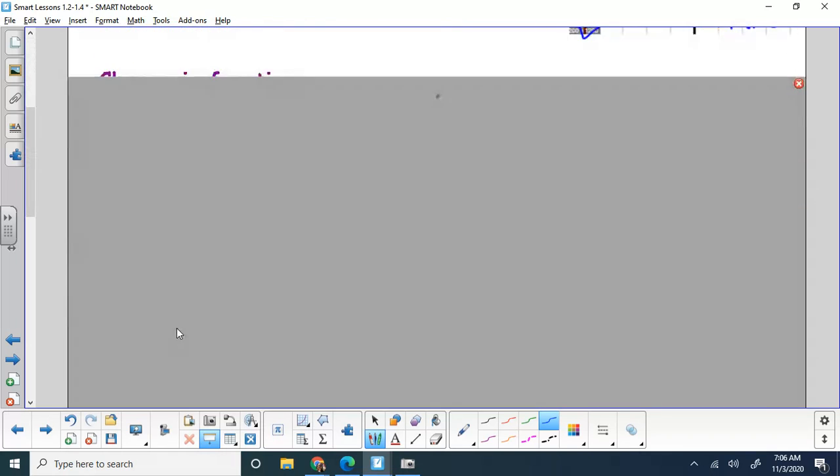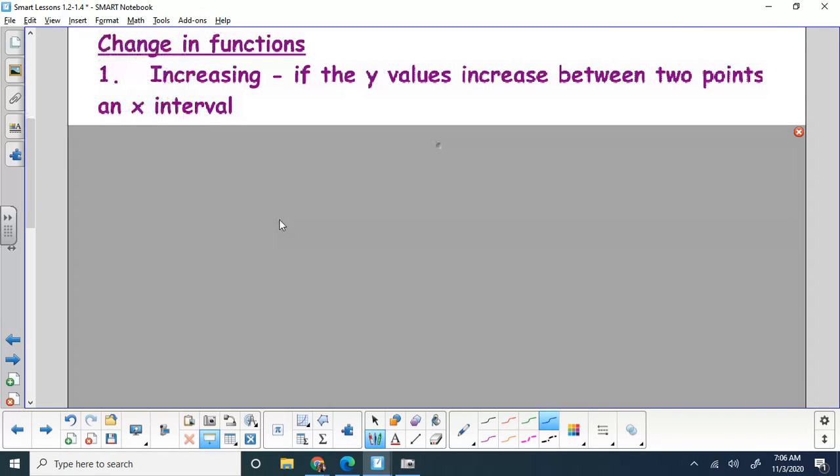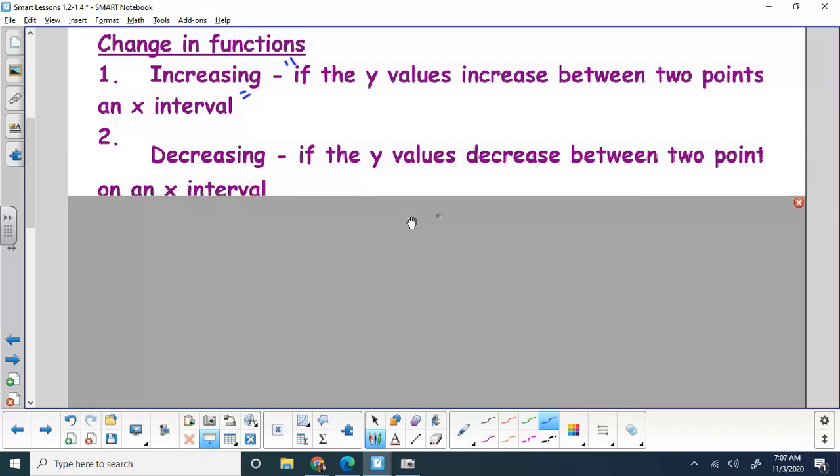All right, moving on to the next vocab. See, the early vocab in this one is very quick. All right, change in functions. So when we're talking about a change in function, a function can be increasing. And I caution you on this. The book defines it as if the y value increases between 2 points on the x interval, which is basically a fancy way of saying as you trace the graph from left to right, are you tracing and it's going up or is your finger going down? That's kind of the basic way of thinking of it.